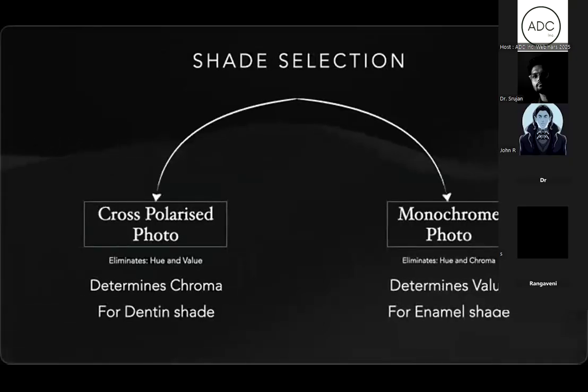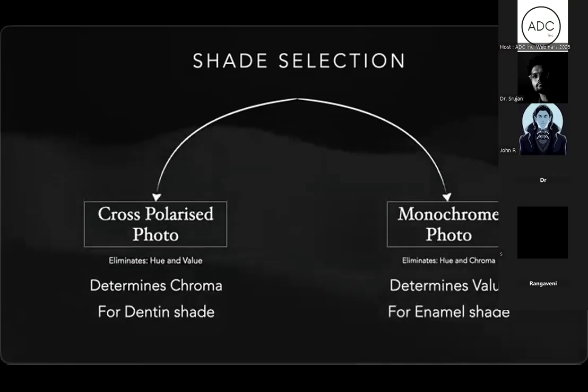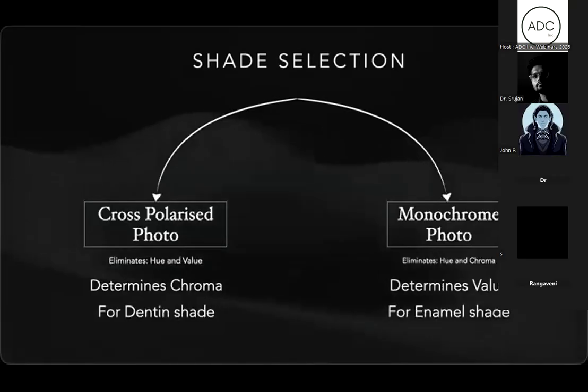There are two methods: cross-polarized photo and monochromatic photo. What does the cross-polarized photo do? It eliminates hue and value, so you're focusing on chroma. So you take a cross-polarized picture of composite shade buttons or anything, and you're basically going to focus only on the chroma. The differences in brightness or value are going to be gone.